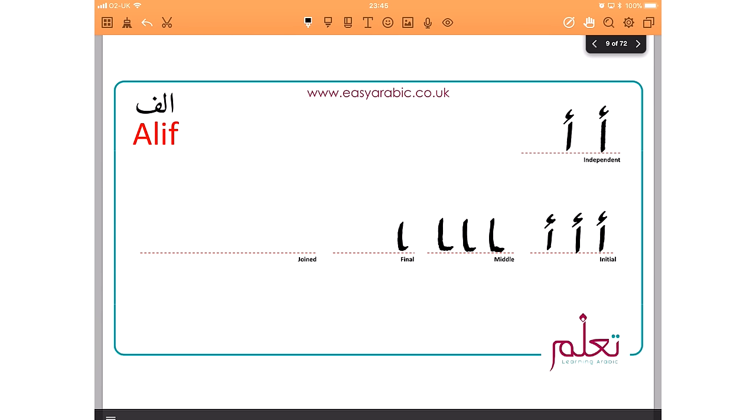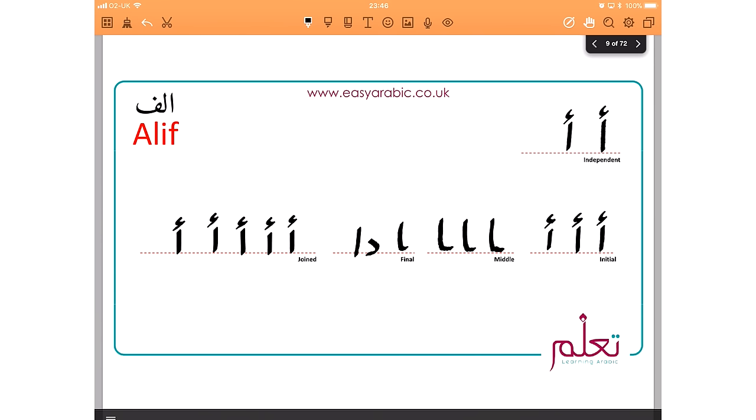The only time the alif at the end would look different is if there was a naughty letter before it. So if we had, for instance, the dal, then the alif would look like this. Or a ra. So in joined up form, it's exactly the same. So hamza on top, one again, and again, and again. Okay, so that's the letter alif.